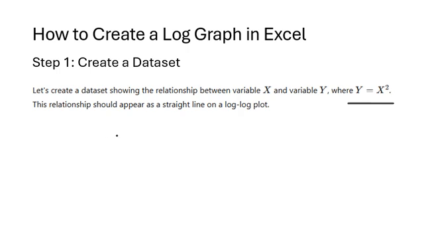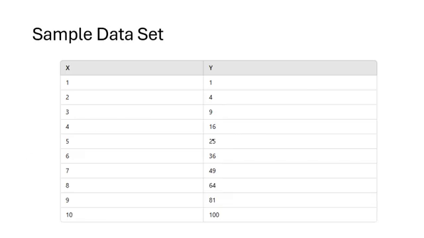Okay, so this relationship is going to show you a straight line on a log plot. So let's take a look at how we do that. Of course, generally your data set comes from your lab. In the lab you measure, and when you measure, you get the data set.